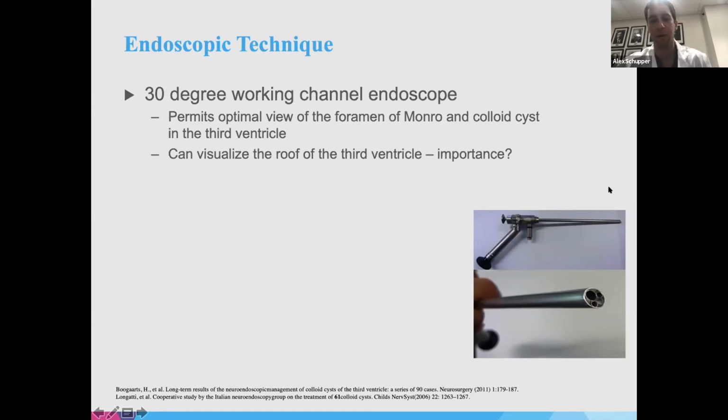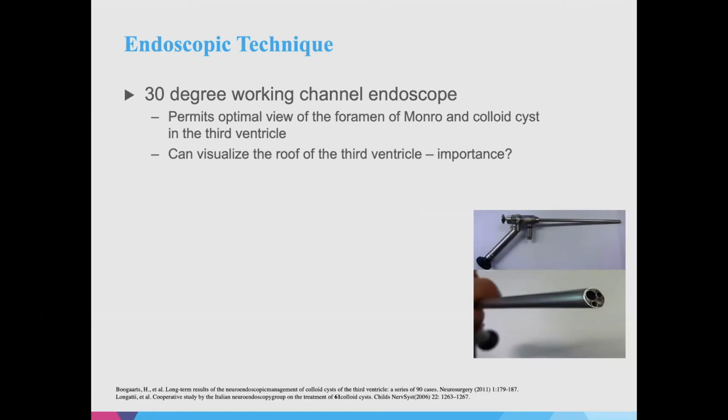So Mike, why do you think it's important specifically to look at the roof of the third ventricle here? I'm not too sure. Lima? So one, that mostly they're located anterior superiorly, so you want to make sure that you have visualization of the actual cyst. And secondly, to prevent any damage to surrounding structures such as the fornix.